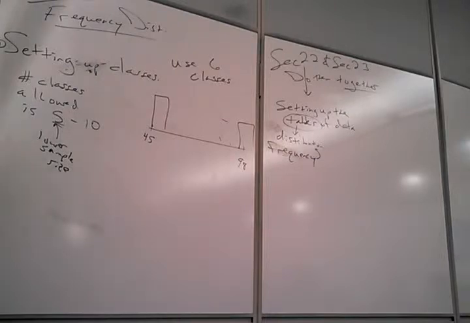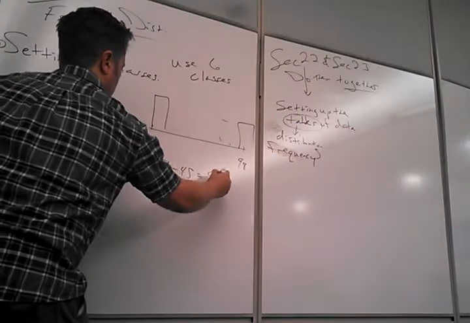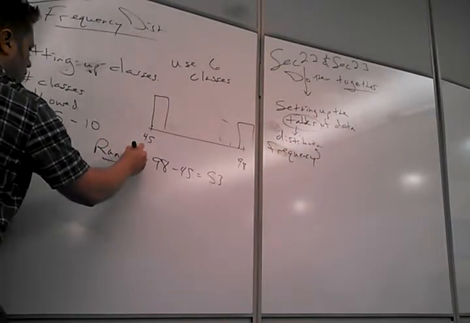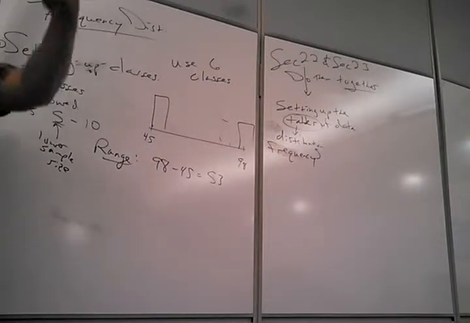Okay, so now think about it physically, not mathematically, just physically. If I know how far I've got to go, how far do I have to go to cover? 53. Yeah, 98 minus 45, so I've got to go 53. We call that the range. I don't think the book uses that word yet, but that's what it is. It's how far my data ranges. It's high minus low. So that's how far I've got to go.